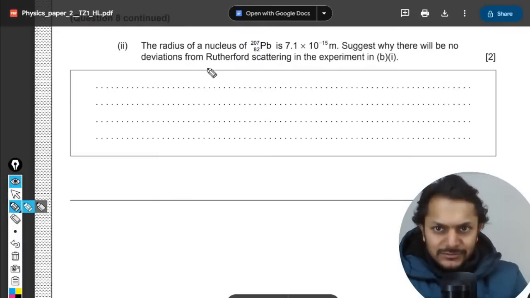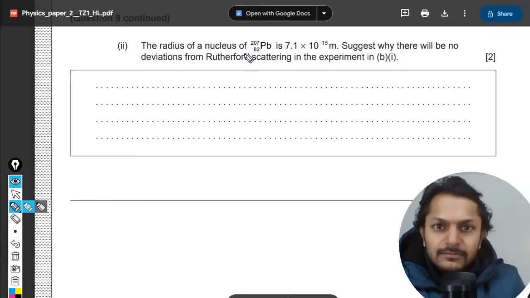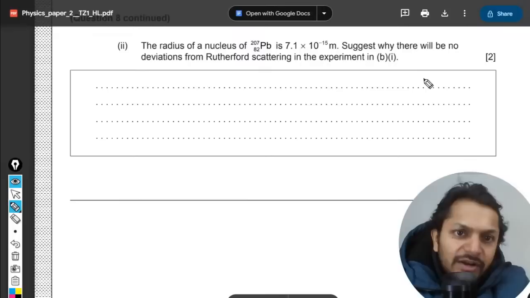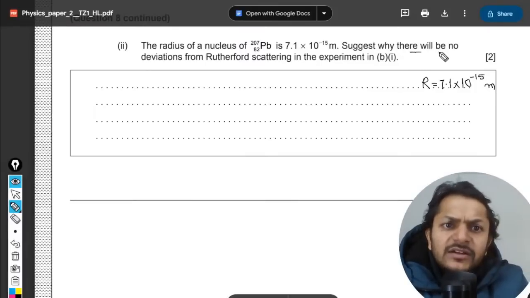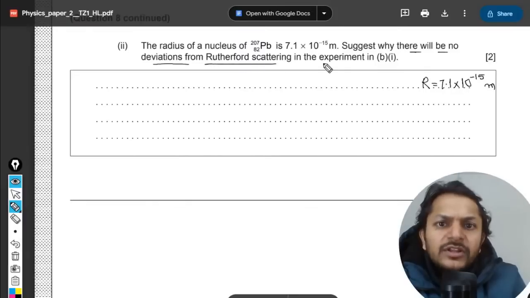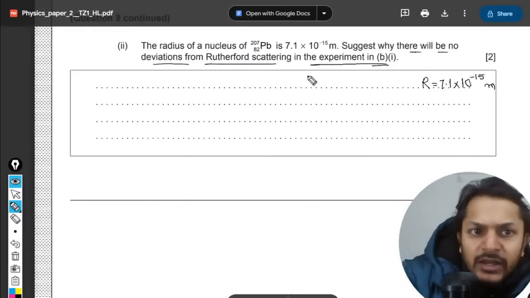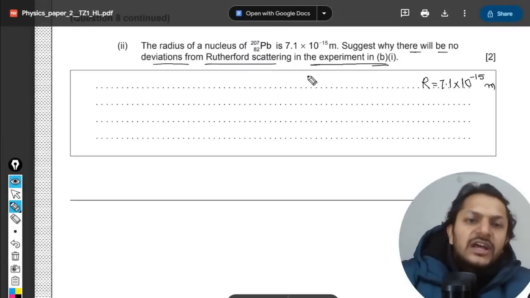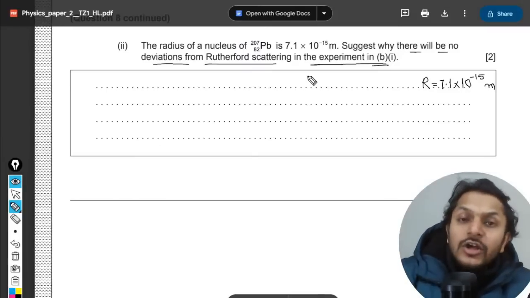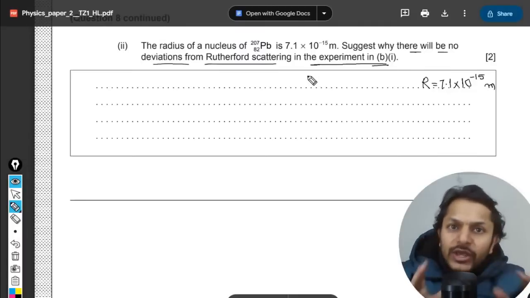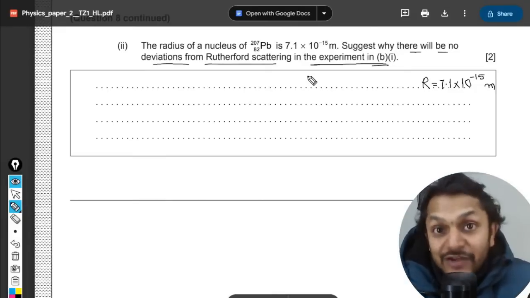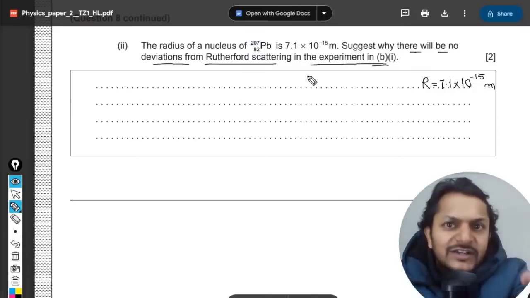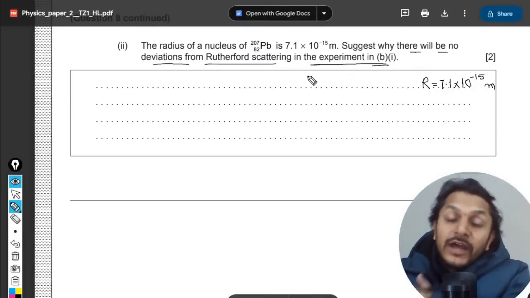No problem. The radius of nucleus is this. The radius of the nucleus is found to be 7.1 times 10 raised to power negative 15 meters. Suggest why there will be no deviations from the Rutherford scattering experiment in B1. There will be no deviations in the experiment that we have done now. It will show results similar to the results that we predict with the help of the Rutherford scattering experiment. So there will be no deviation between our experiment and the experiment done by Rutherford at that time.